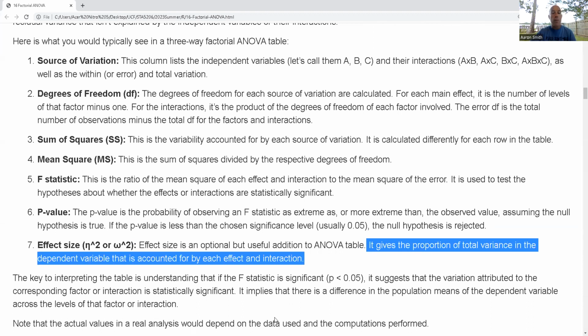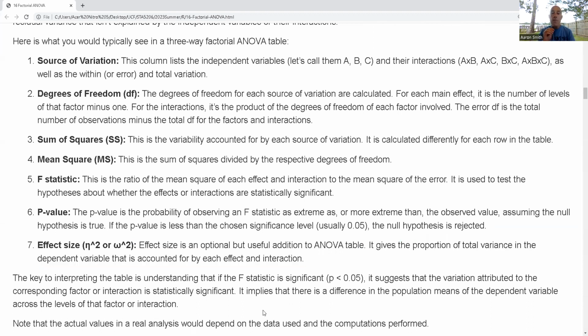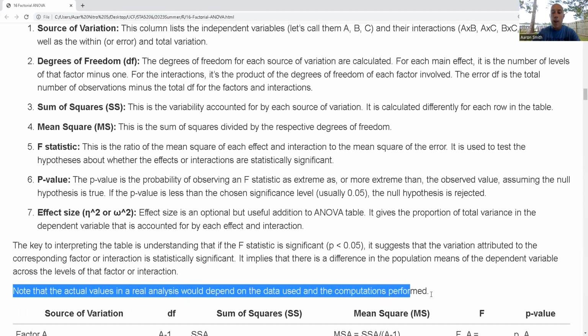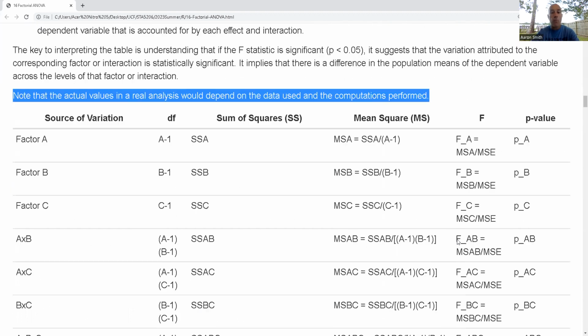The key to interpreting the table is understanding that if the F statistic is significant, below 0.05, probably, it suggests that the variation attributed to the corresponding factor or interaction is statistically significant. It implies that there is a difference in the population means of the dependent variable across the levels of the factor or interaction. And we're going to look at a table. Note that the actual values in a real analysis would depend on the data used and the computation performed.